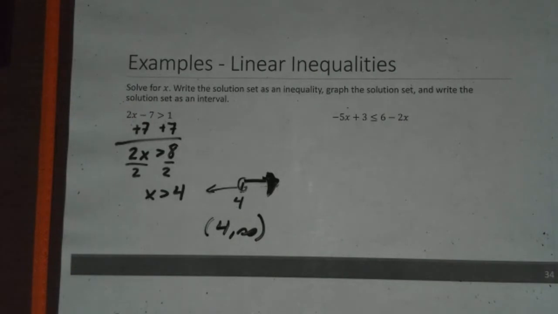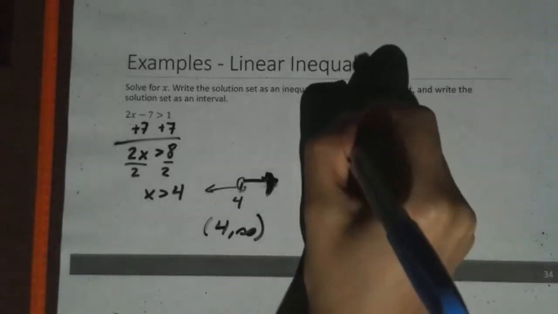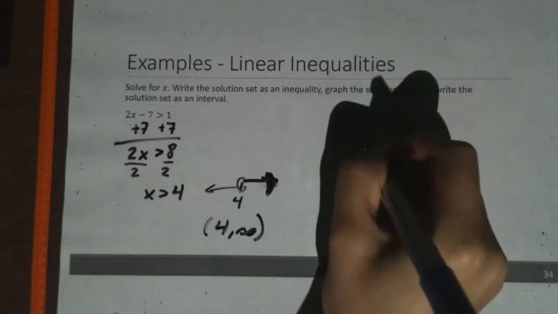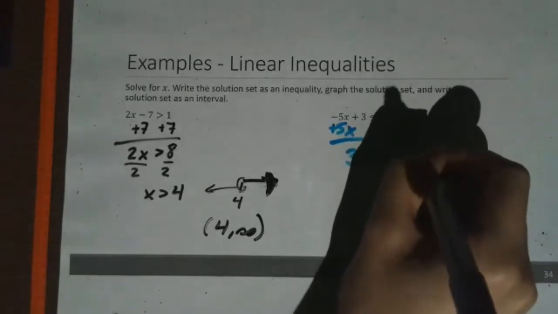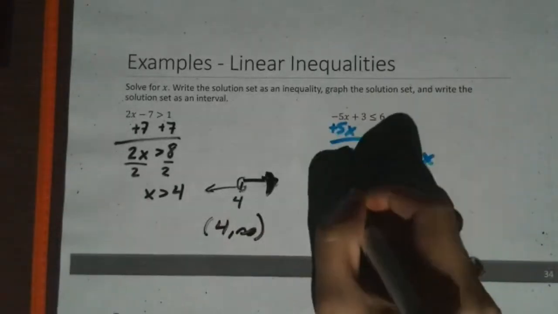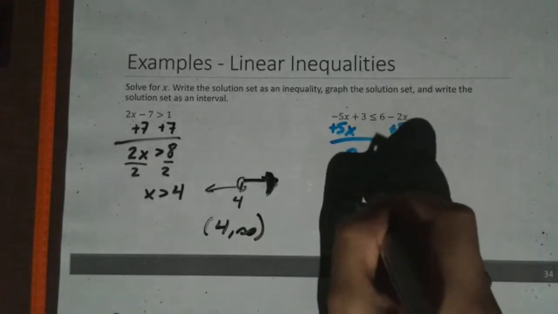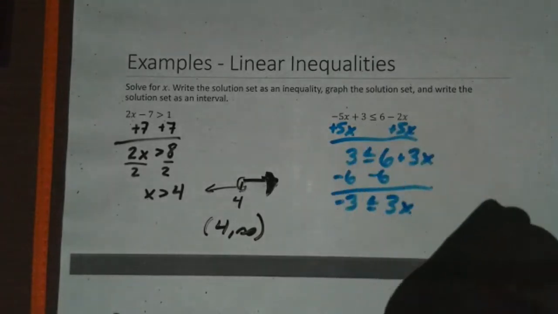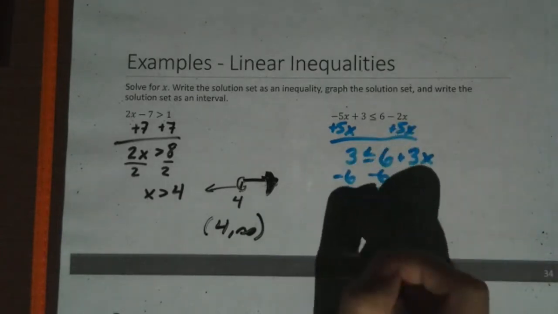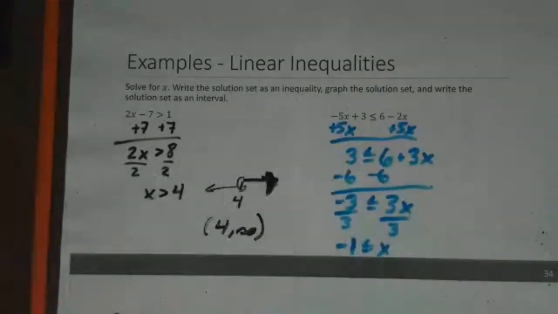The next one we have is negative 5x plus 3 is less than or equal to 6 minus 2x. Like I said before, I like to keep my x's positive, so I'll add 5x to both sides. So 3 is less than or equal to 6 plus 3x. I'll subtract 6 from both sides, and we will get negative 3 is less than or equal to 3x. To get the x alone, I need to divide by 3, and I get negative 1 is less than or equal to x.